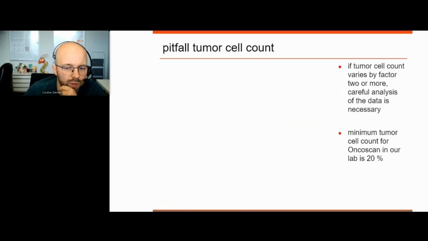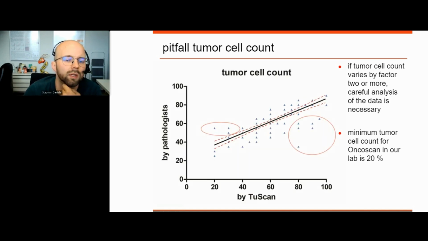Another pitfall is the tumor cell count. As Yann already said, we need 15, better 20% tumor cell count. The OncoScan assay, or the CHAS software with which you can analyze the results, has the TuScan algorithm included, and the TuScan algorithm calculates the tumor cell count. We as pathologists can also calculate our tumor cell count by ourselves in the microscope, and normally it matched quite well with the TuScan algorithm.